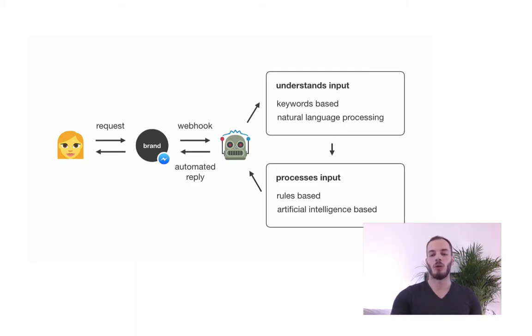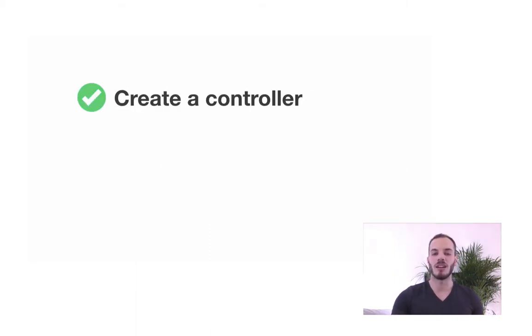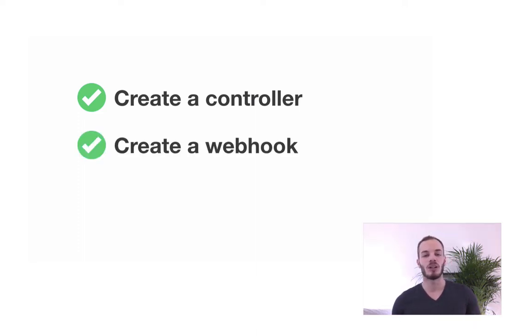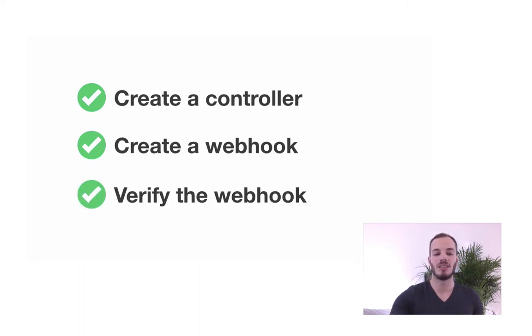In this lecture, we're going to learn how to create a controller to deal with all the communication with the Facebook API, how to create a webhook, and how to verify this webhook with the Facebook API. So let's start by opening our project in Sublime Text 2.